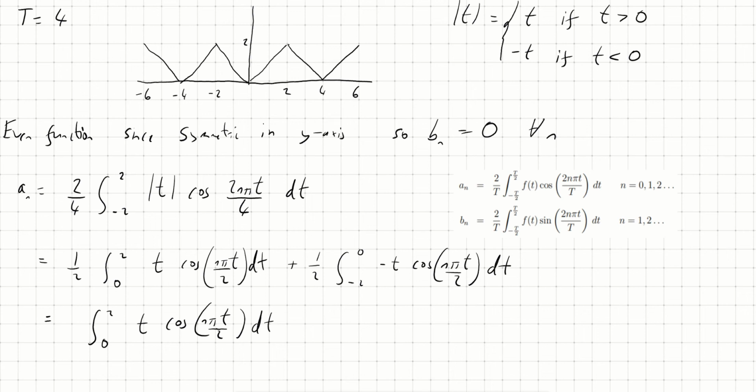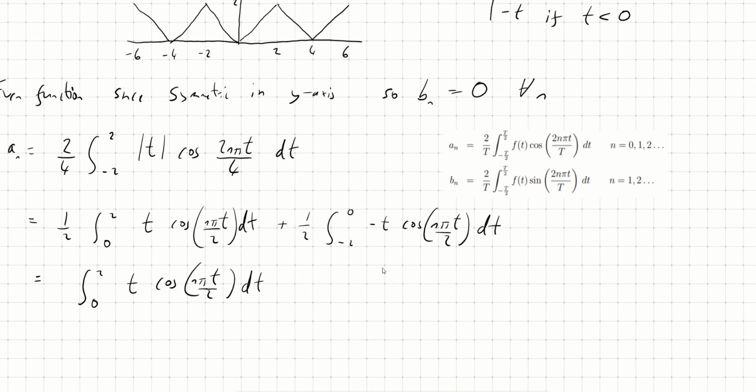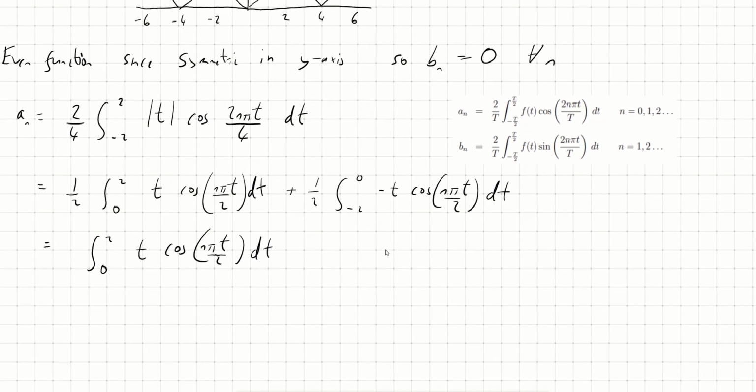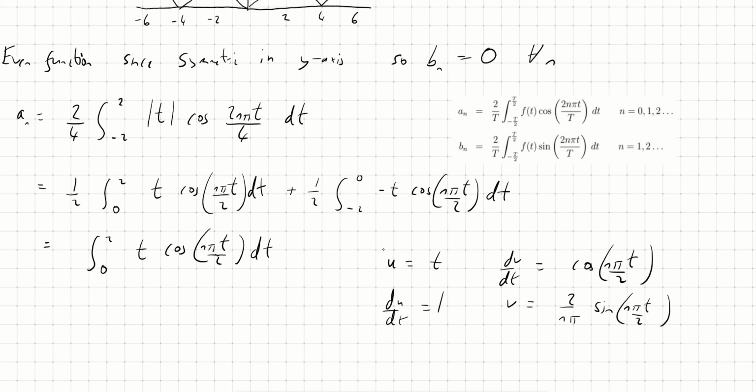Okay, now this is t cos n pi t over 2. To integrate this, we're going to integrate by parts. So we're going to define u equals t and dv by dt equals cos n pi t over 2. Then du by dt is equal to 1, and v is equal to 2 over n pi sine n pi t over 2.